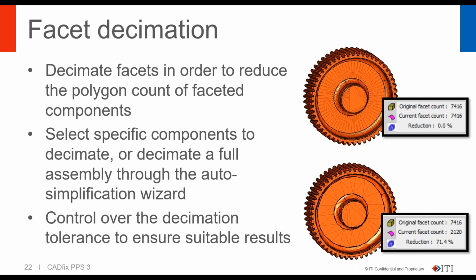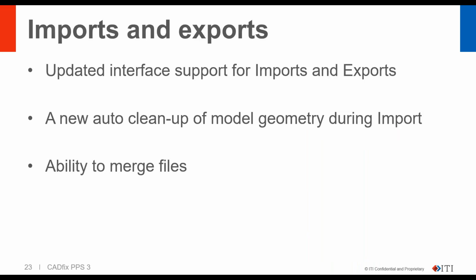On the right, we have an example of this facet decimation on a gear. We can still clearly make out the component to be a gear post-decimation. We've retained the aesthetic of the component whilst reducing the total number of facets by 71.4%. And this is a significant reduction. Decimation can be applied to selections of faceted components. We're processing the model interactively by making selections, but it can also be applied as a blanket across a whole model through the automatic simplification wizard. And there are 2 new manual tools.